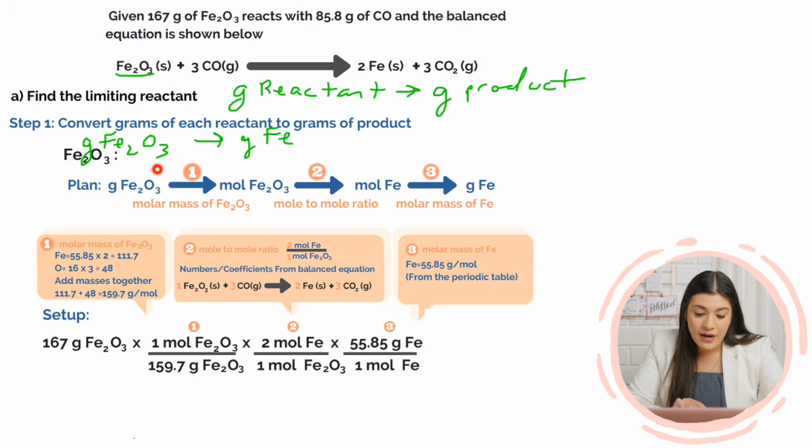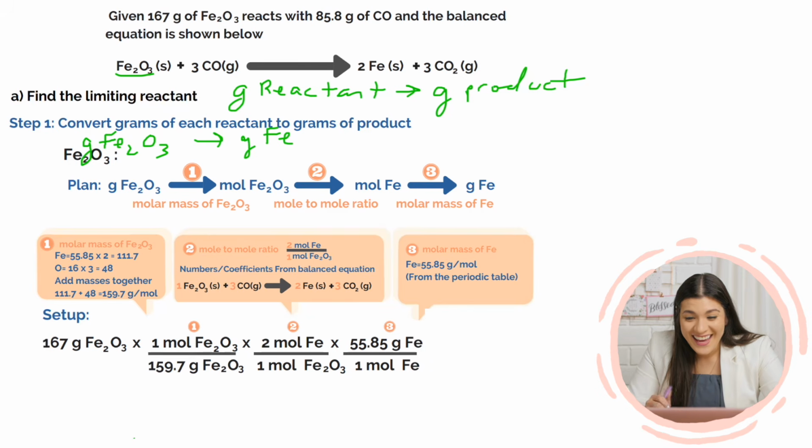You're always going to do the same thing. You go from grams to moles of the same compound using the molar mass, and then next to change the compound, mole to mole ratio using our balanced equation, and then last will be our molar mass of whatever we're now finding. So it's the same concept each time whenever we're going from grams of something to grams of something else. Making sense? Yeah.